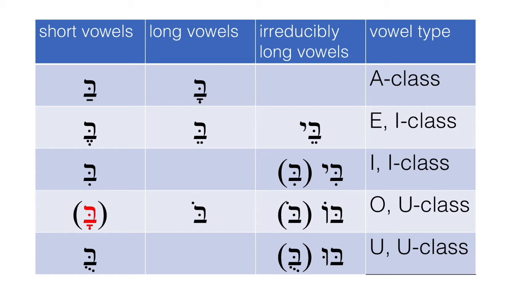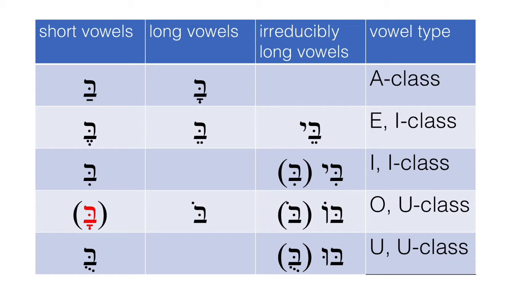Now, if you look at the next column, you see what's called irreducibly long vowels. I said vowels might lengthen or reduce. Irreducibly long vowels are already long and will not reduce. We'll talk more about each of these vowels when we get to them, but these categories are important for you to remember. The next category we have are long vowels. In that column, you see 3 long vowels. And in the final category, we have short vowels, and you see 5 short vowels.